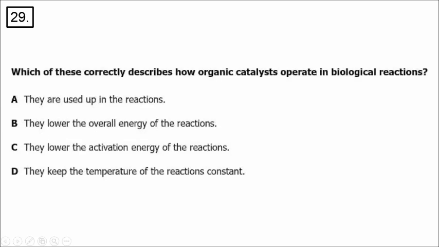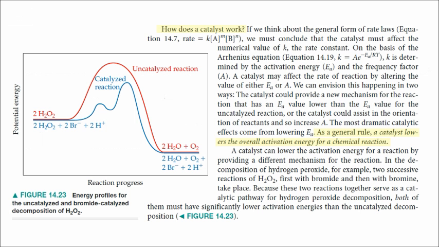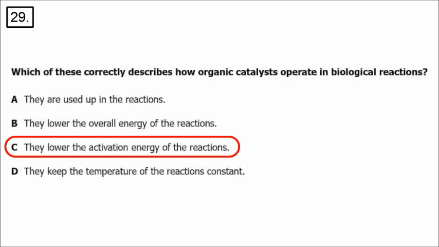All right, this question asks, which of these correctly describes how organic catalysts operate in biological reactions? So what exactly is a catalyst? Well, a catalyst makes a reaction go faster. So how does a catalyst work? Well, a catalyst works by providing a lower energy pathway to get from the reactants to the products. So a catalyst lowers the activation energy for a chemical reaction. So the correct answer here is C. They lower the activation energy of the reactions.